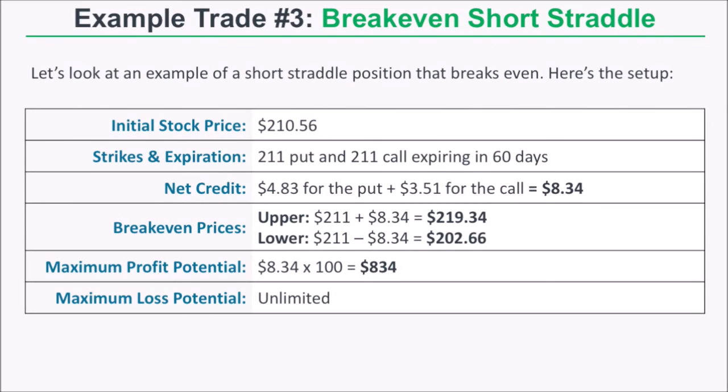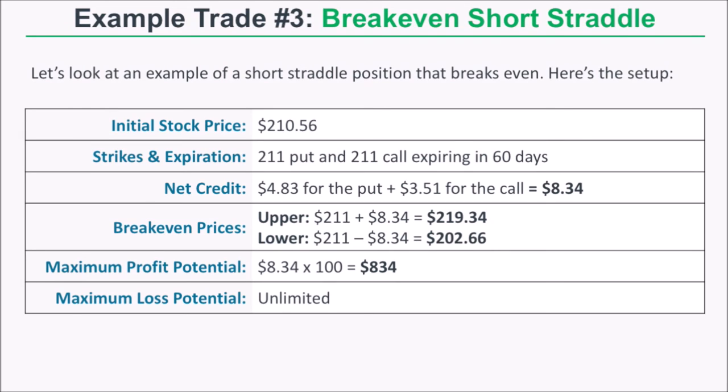All right, in this final example, we're going to look at a break-even short straddle, and that occurs when the stock price expires right around the short straddle's break-even price at expiration. So here's the setup. The initial stock price is 210.56, and we're going to sell the 211 put and 211 call expiring in 60 days.